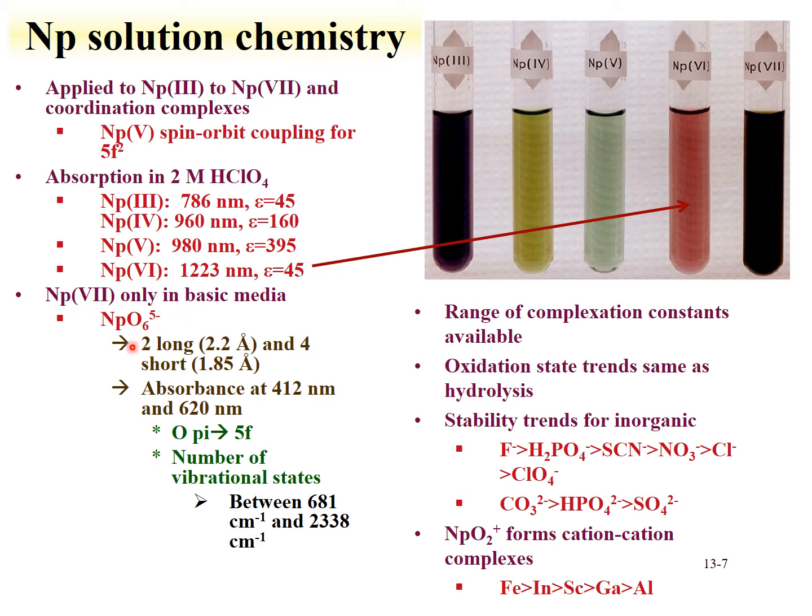Neptunium-7 is available only in basic media, and the absorbance has been examined, including vibrational states, since you have these neptunium-oxygen bonds. A range of complexation constants have been evaluated for neptunium with a number of inorganic ligands, and the trends are similar to other metal ions. So observed here, fluorine being strongest, perchlorate being the weakest. And as we discussed with uranium, neptunium can also form cation-cation interactions where the oxygen from neptunium can coordinate with metals listed here, going in strength from iron down to aluminum.